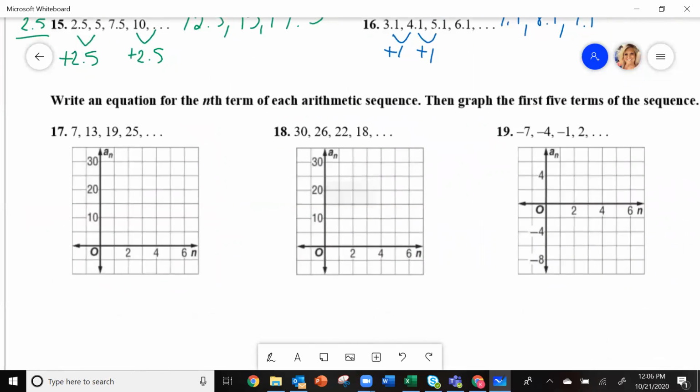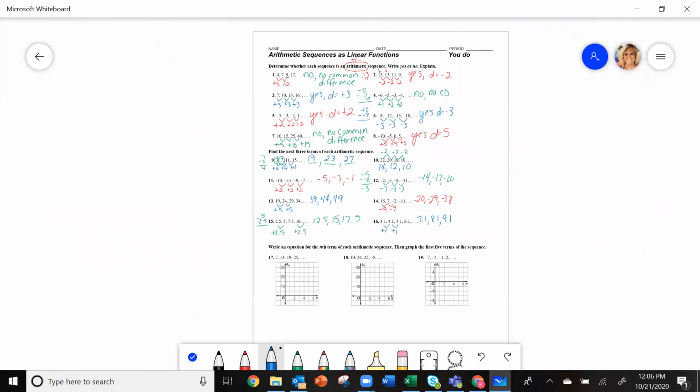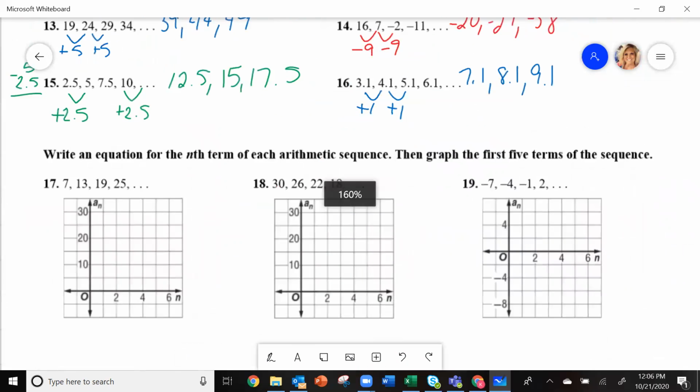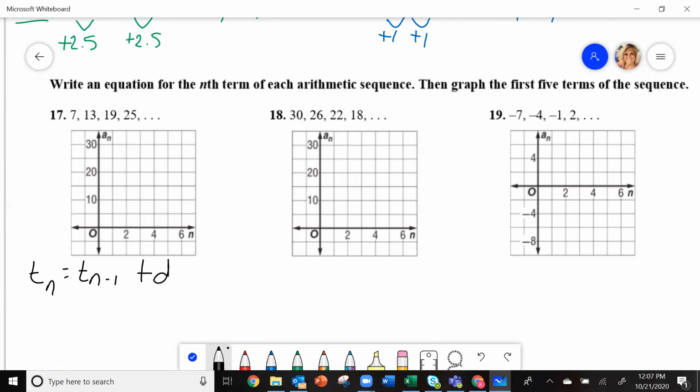They want us to write the equation for the nth term of each arithmetic sequence. Then graph the first 5 terms in the sequence. All right, so let's do this. To be able to write our arithmetic sequence, that was when we did the t sub n equals t sub n minus 1 plus d. Basically, the number we started with plus the difference.